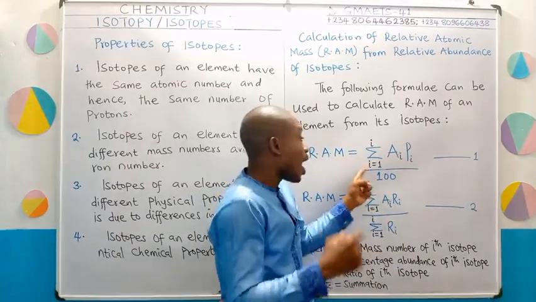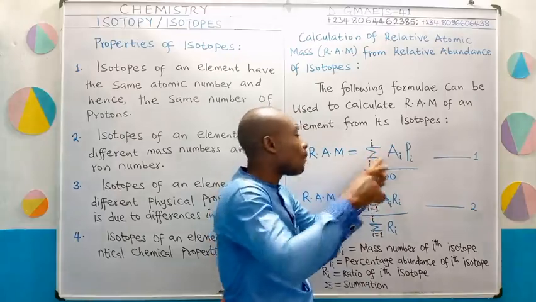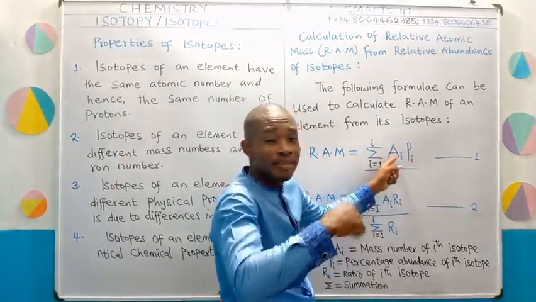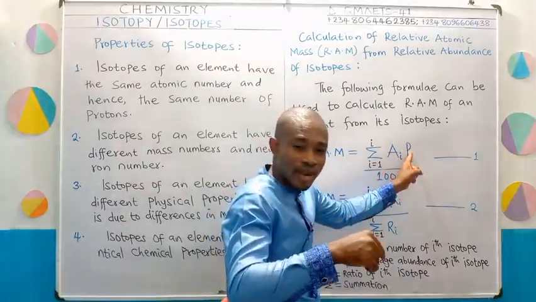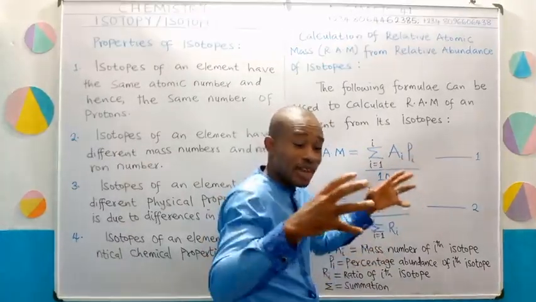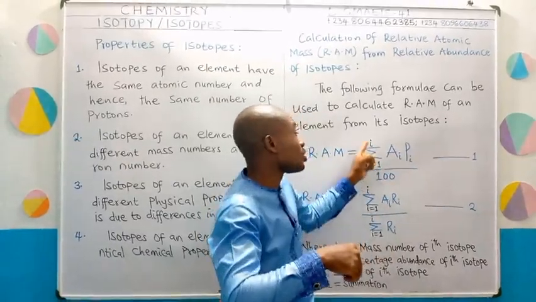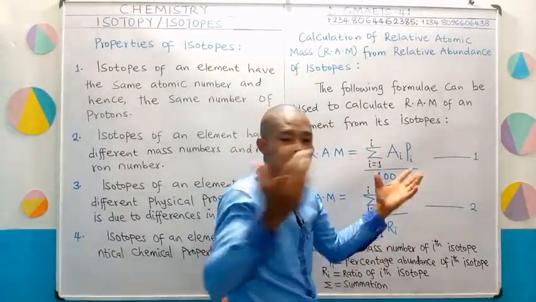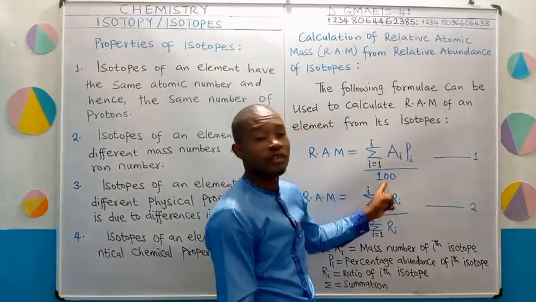You notice that here on this summation, under it I wrote i equal to 1. It simply means i represents any of the isotopes. So this means you add up the product, that is the multiplication of mass number by the percentage abundance. When you multiply them, then you add everything together, starting with the first isotope down to any number of isotopes that you have in the question.